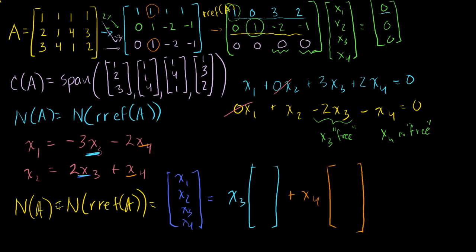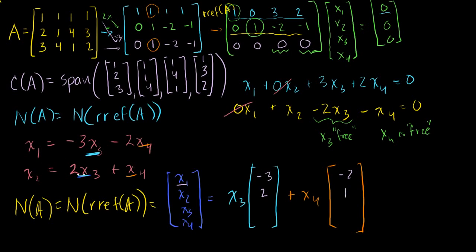So any solution set in my null space is going to be a linear combination of these two vectors. And we can figure out what these two vectors are just from these two constraints right here. So let me do it in a neutral color. x1 is equal to minus 3 times x3 minus 2 times x4. Straightforward enough. x2 is equal to 2 times x3 plus x4.